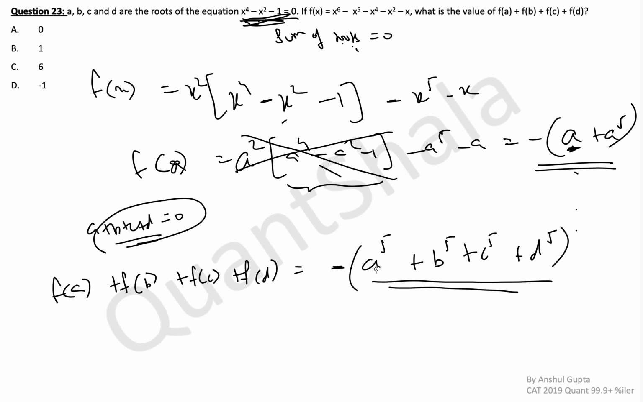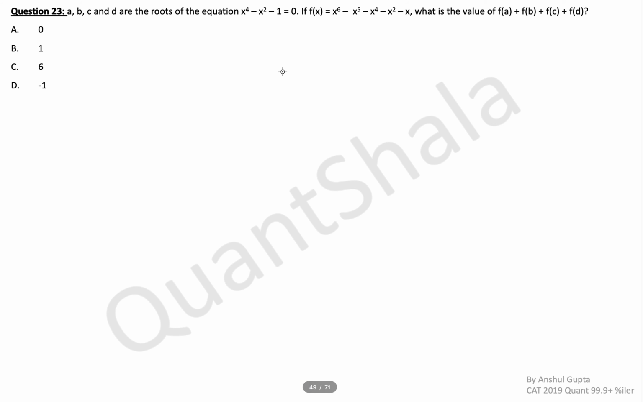So that means that if a is a root, then minus a also has to be a root. Okay, let's look at it here again. So if a is a root, a^4 minus a^2 minus 1 is equal to 0. You can also see that minus a is also a root.